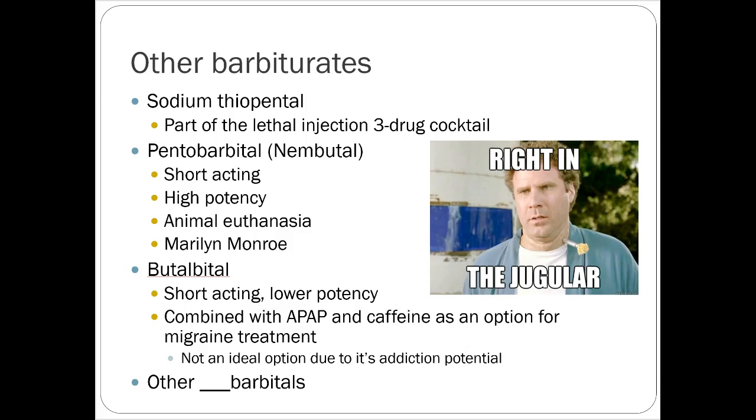Other barbiturates, there's a lot of different ones. Most of them are heavy sedatives, and they're usually used as very short-acting, high-potency things for either animal euthanasia or procedural sedation. Unusual that we aren't using these all that much, to be honest. The one I did put on here, butalbital, is this very low-potency barbiturate that's used in combination with acetaminophen and caffeine as the migraine medication. So Fioricet is this drug.